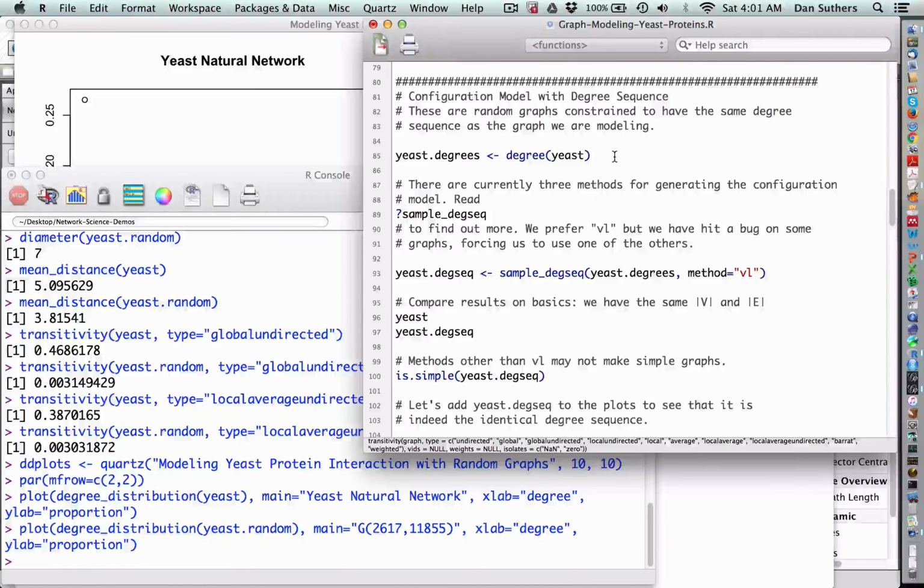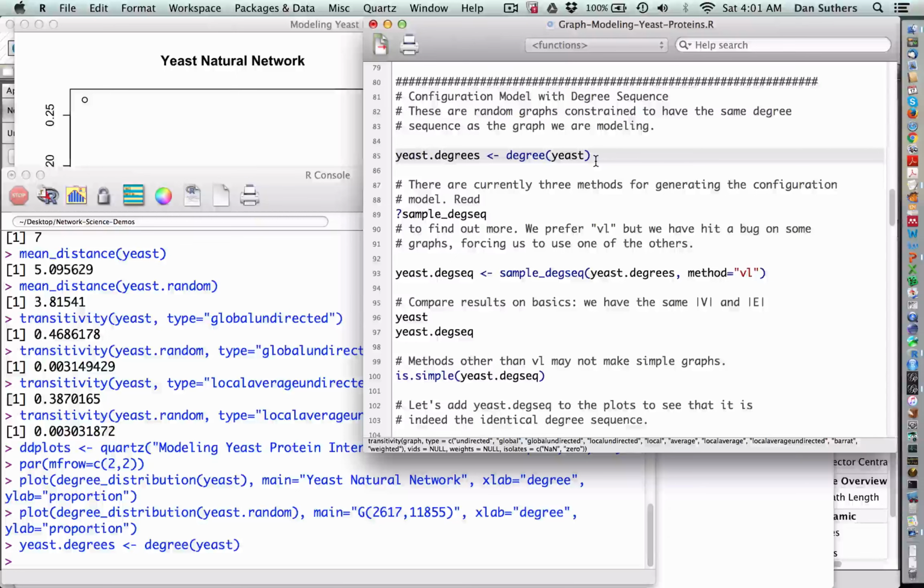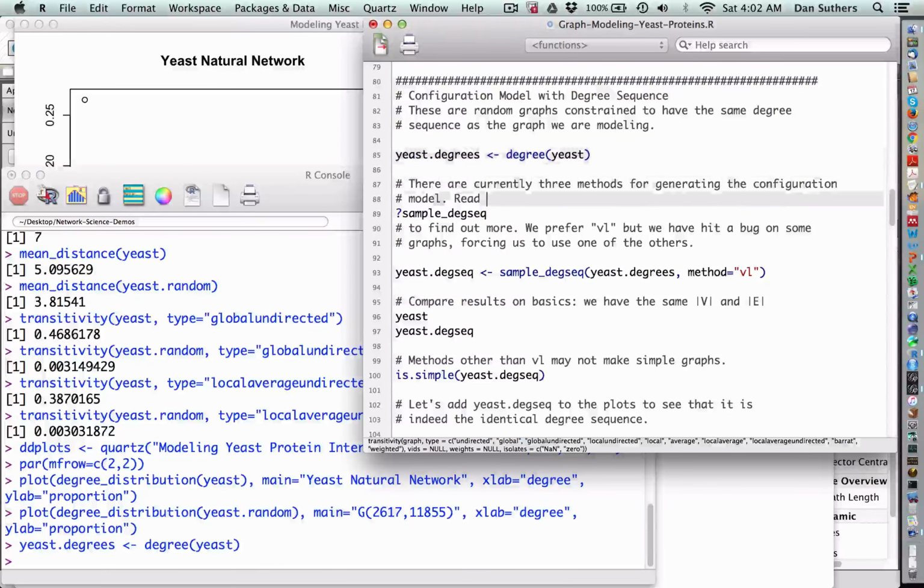Okay, we're back here in R, and we're going to get the degree sequence of the yeast graph. I'm not going to print this out because it's really big. But for the configuration model, we tell it what the degree sequence should be, and it'll generate a graph respecting that constraint. Read this documentation to understand the method we're using here, sample degree seq. We're giving it the degree sequence, and there's 3 methods. The VL is the most sophisticated.